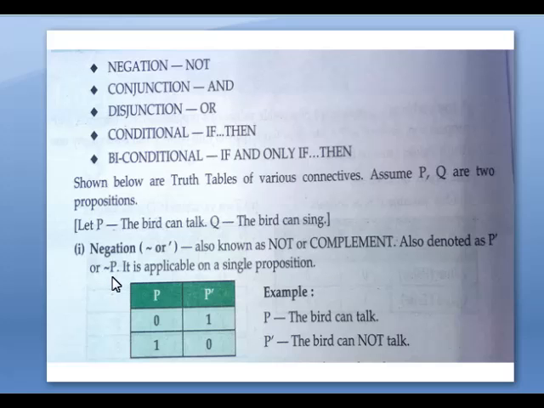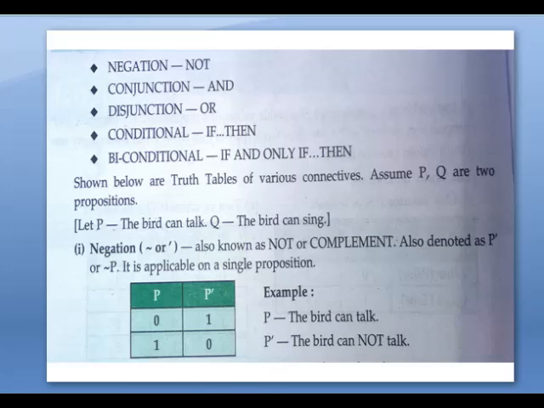It is applicable on a single proposition. For example, the bird can talk. This is a proposition. If we are using the negation, then the statement will be like this: P dash equals the bird cannot talk. This is the negation proposition.